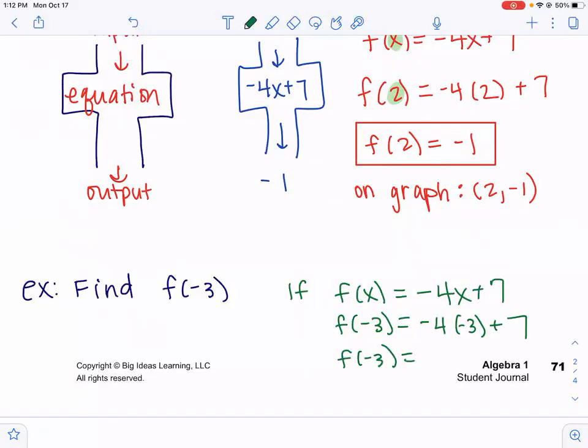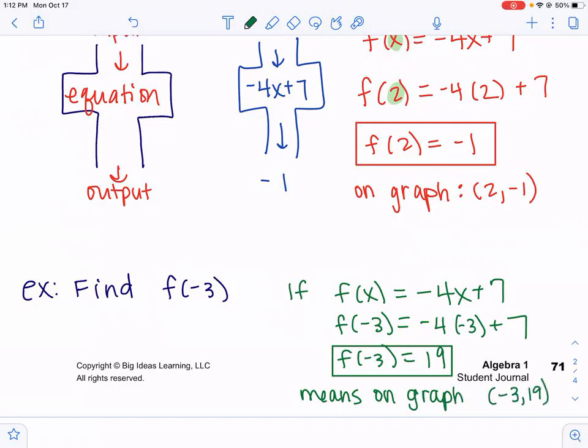Twelve plus 7 is 19. What this means is that on the graph, we have the coordinate -3, 19. When x is -3, y is 19.